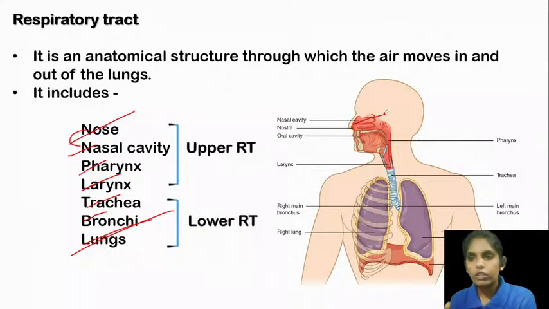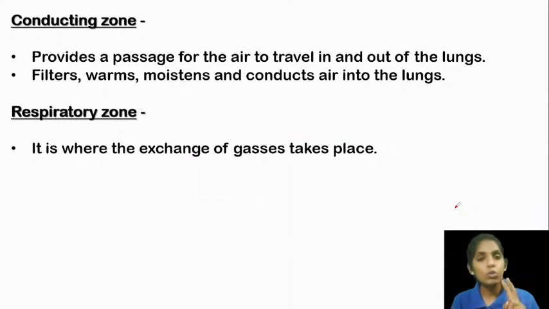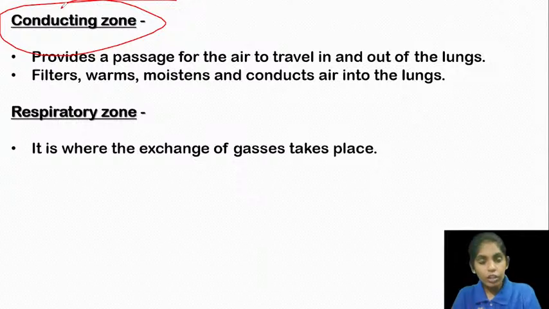So, here, this is the nasal cavity, the nose, the larynx here, the trachea, the bronchi, which are present inside the lungs, and ultimately the lungs. Now, the respiratory tract is divided into two zones, the conducting zone and the respiratory zone. What is the conducting zone? The conducting zone provides a pathway for the air to travel inside and outside of the lungs. And also, the conducting zone will help in filtering, warming, moisturizing, and also providing a passage for the air to travel. And what constitutes the conducting zone? It starts from the nose and ends at the bronchi.